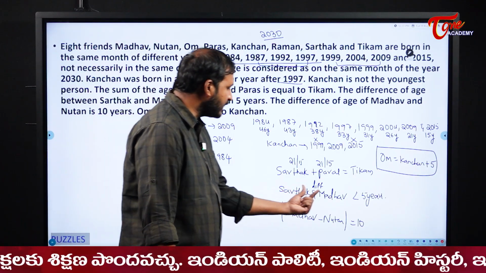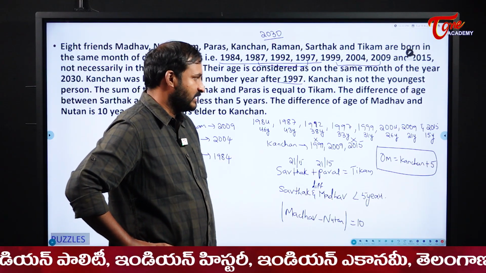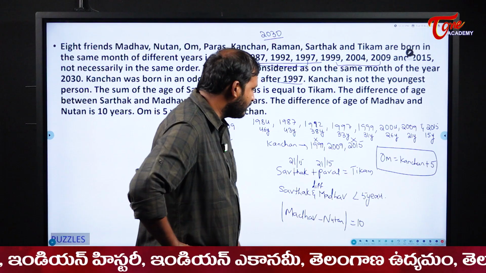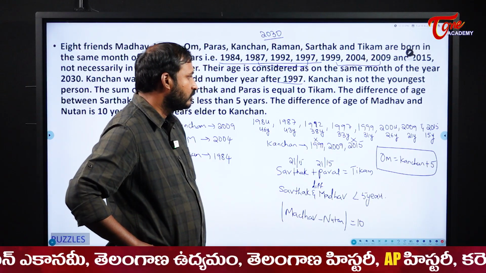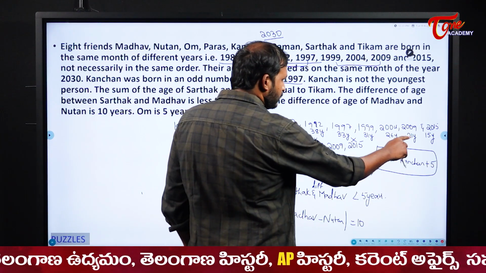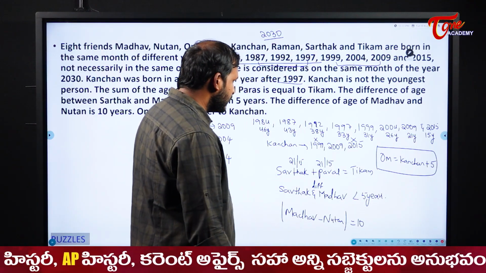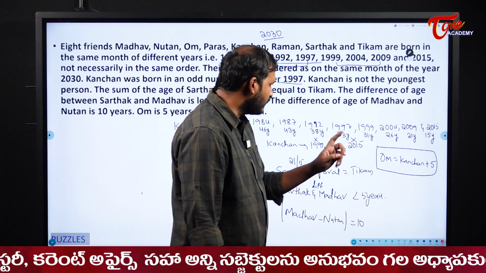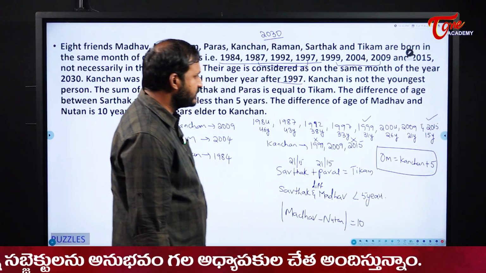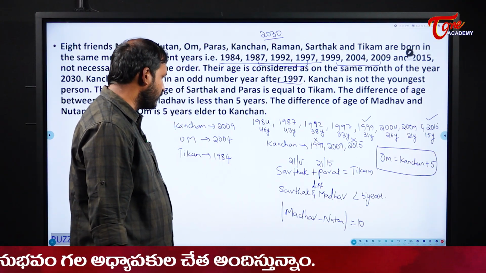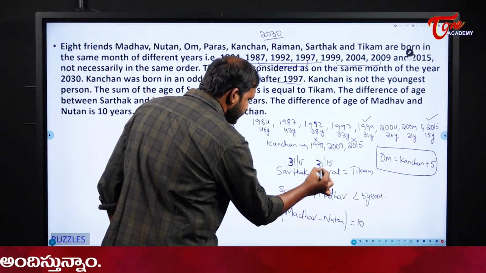Now see here, between Sardak and Madhav, the age difference is less than 5 years. Now tell me what I can put for Sardak and Madhav. Sorry, 21 plus 15 is 36, right? That is not possible. One second. 31 plus 15, students. 31 plus 15 is the possibility for us, not 21. This is 31.